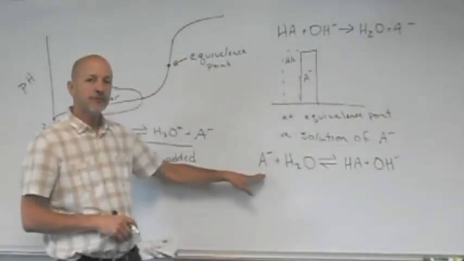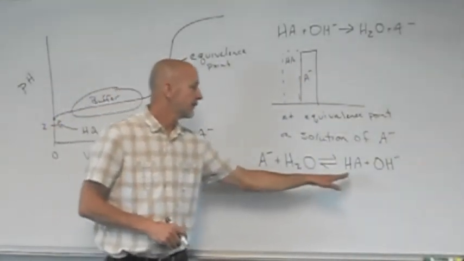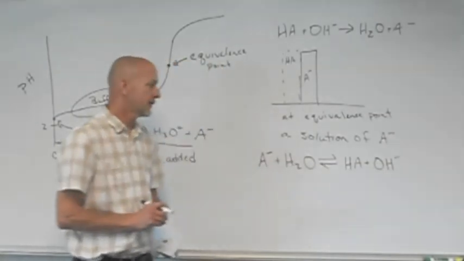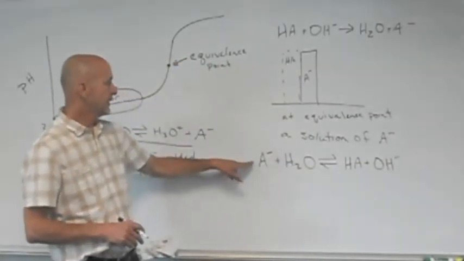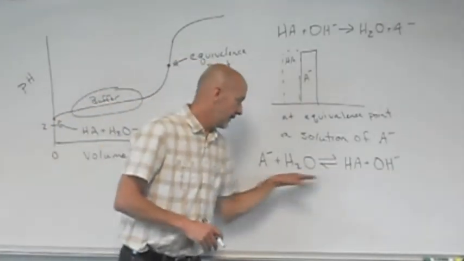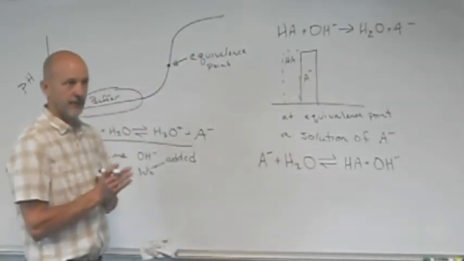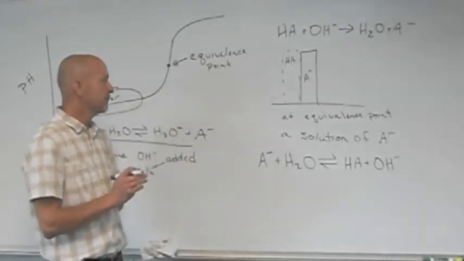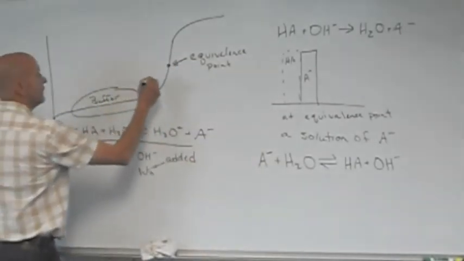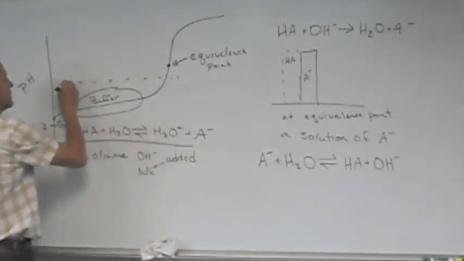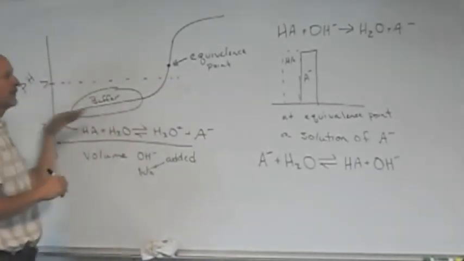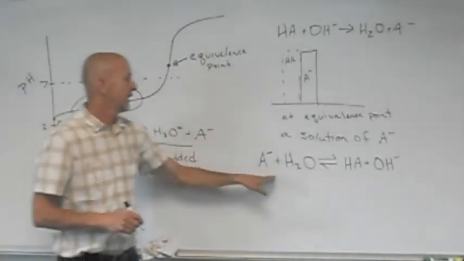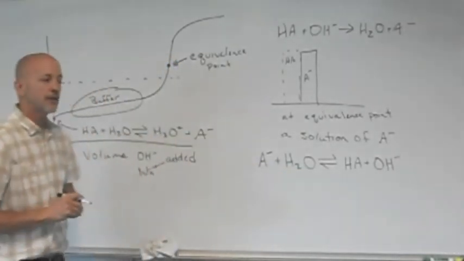Here's my solution for a weak base in water. I create the conjugate acid, which is my original weak acid, and hydroxide. So notice that what I have here now is a solution of a weak base, therefore the pH of this is now going to be above 7. So my equivalence point is going to have a pH somewhere above 7 because this is, at the equivalence point, a solution of a weak base.